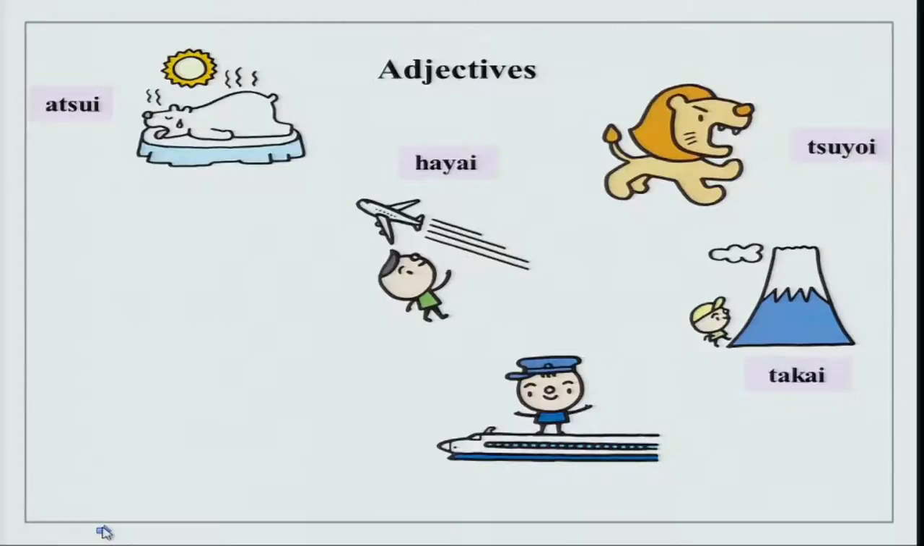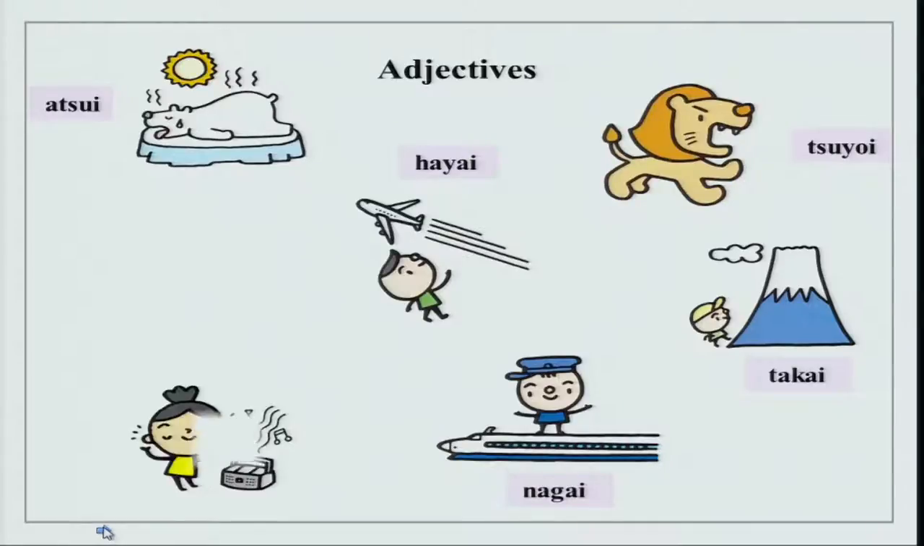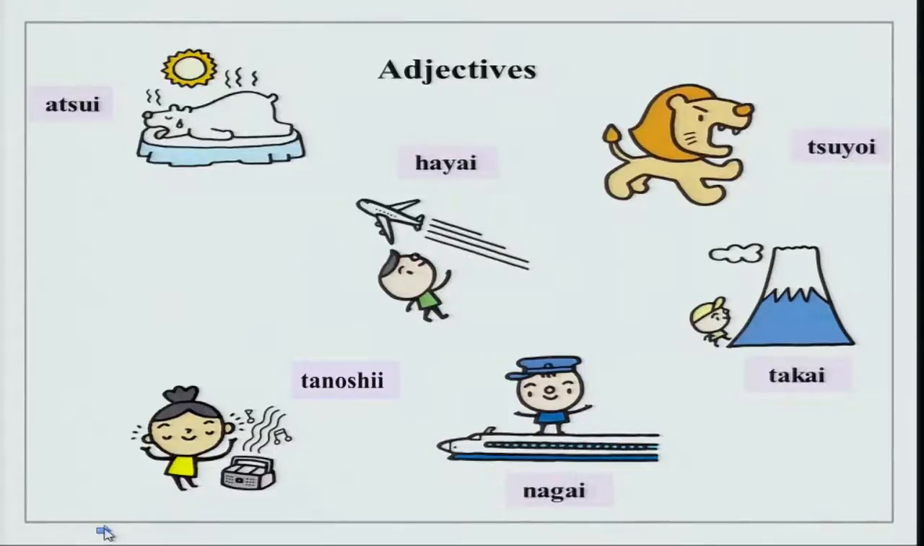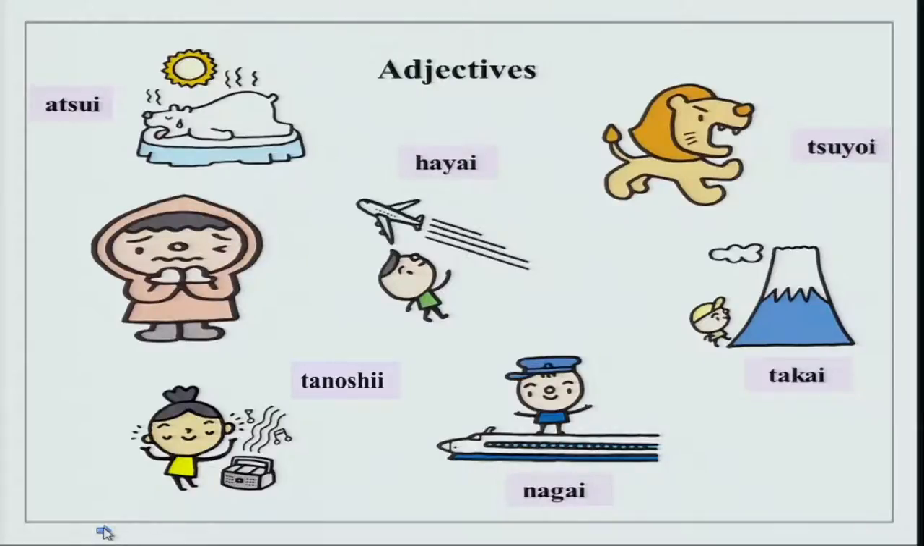Now, someone on this bullet train over here, on Shinkansen. Shinkansen is very, very fast. So, one thing you could use is hayai, which we have already done. And another adjective we could use is nagai. As I told you last time, nagai is something which is long or lengthy. Then we have Tanaka-san or Mariko-san enjoying the music. So, tanoshii. Tanoshii is actually happy or glad, feeling good. And then someone is wearing a coat, feeling very cold, shivering. So we have samui.